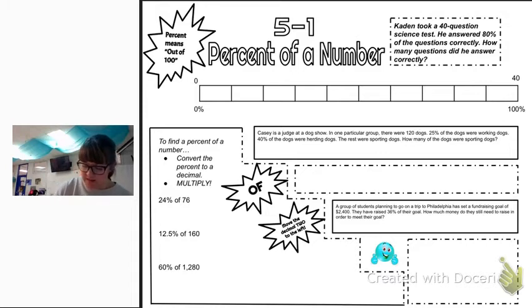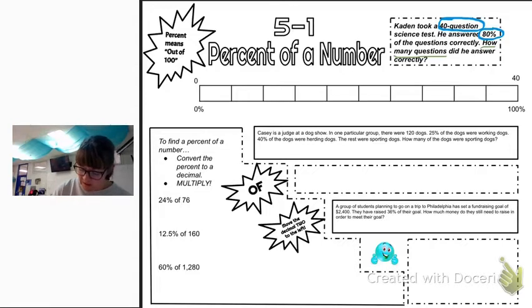So we know a couple of things here. We know that there were 40 total questions on the science test, and we also know that he answered 80% of them correctly. What we're trying to figure out is how many questions that was. If you look at this bar model at the top of your notes, you will see that 40 has been stretched all the way across the top, and then 100% has been stretched all the way across the bottom. So we're using 100% to represent all 40 questions. So to score 100% on the test, you would have to answer all 40 questions correctly.